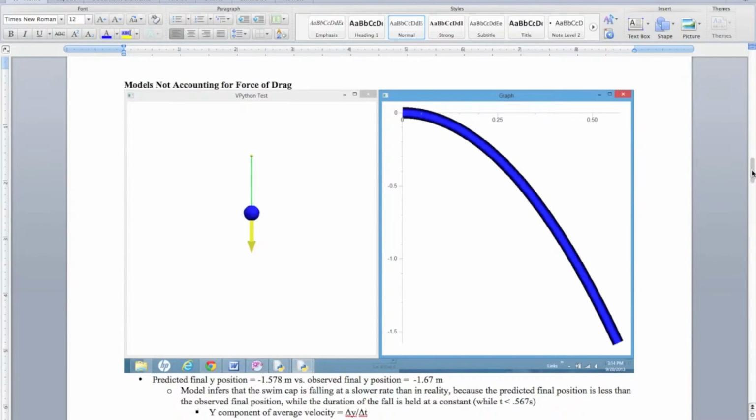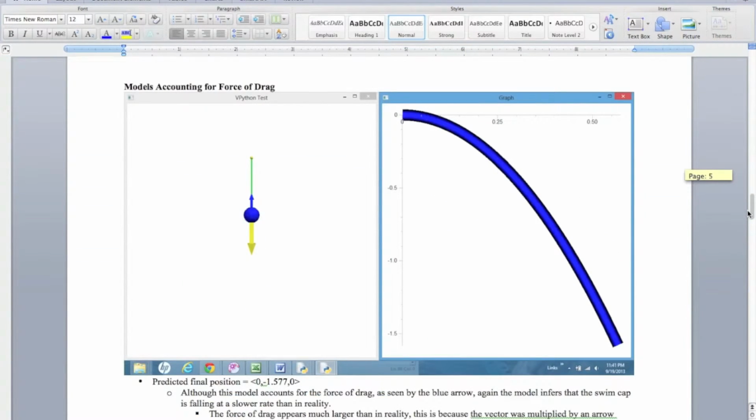Here are my models. The model not accounting for the force of drag infers that the swim cap is falling at a slower rate than in reality. And this is because the predicted final position is less than the observed final position, while the duration of the fall is held at a constant time. If our time is constant and we have a decrease in the y displacement, then there would also be a decrease in the y component of the average velocity.